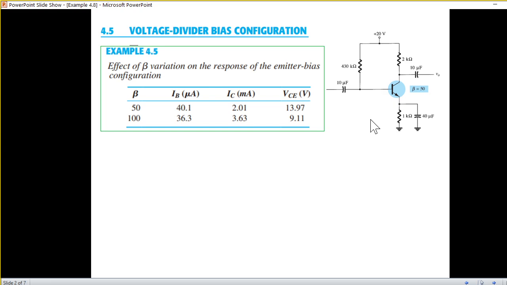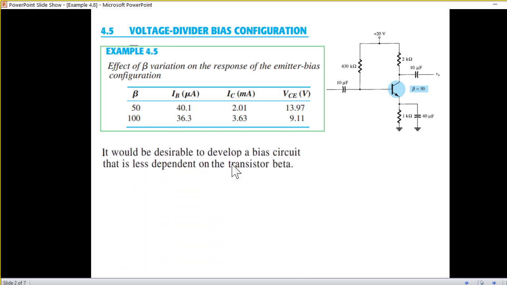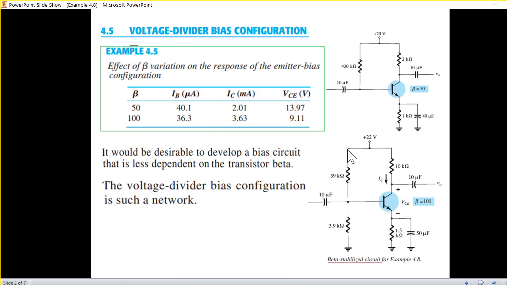See this one. And there was a comparison made in example 4.5 that if we change beta from 50 to 100, you can see the IB current changes, similarly IC current changes, similarly VCE, the collector emitter voltage, also changes. So this is not very desirable. It would be desirable to develop a bias circuit that is less dependent on the transistor beta. And so for this, a voltage division circuit was used.